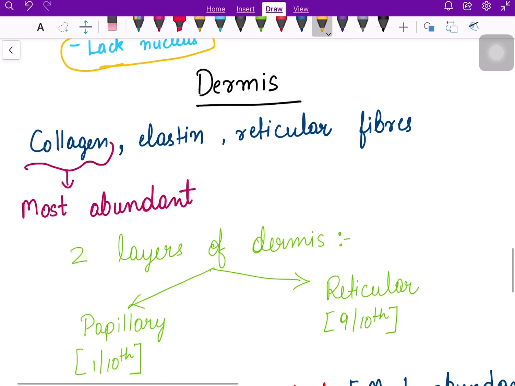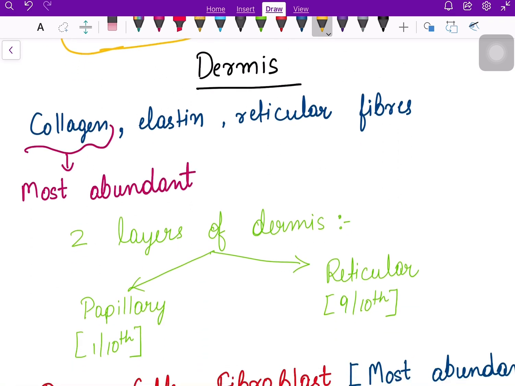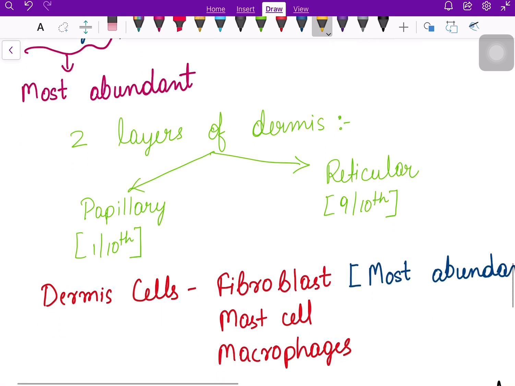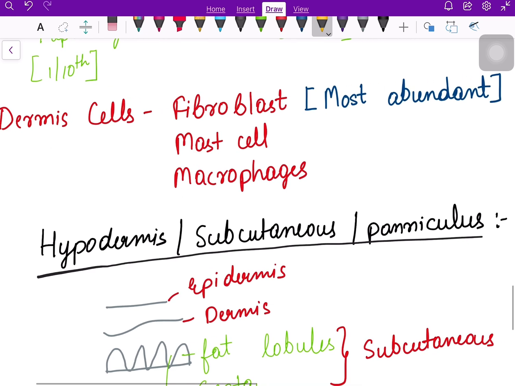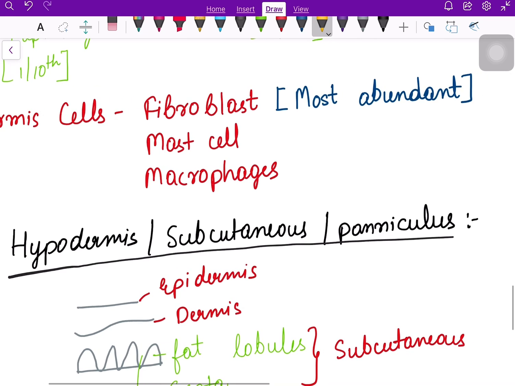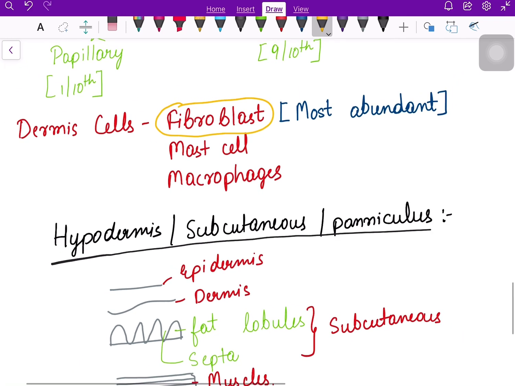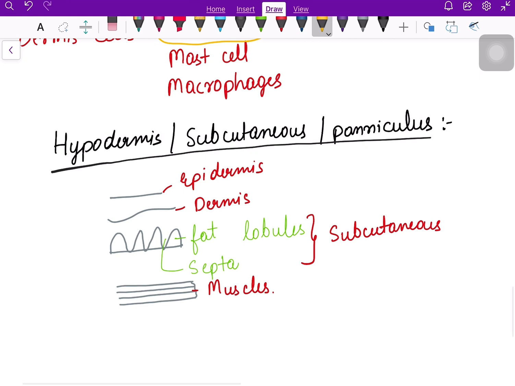Then the second layer is the dermis. It consists of collagen, elastin, and reticular fibers. Collagen is the most abundant in the dermis. There are two layers of the dermis, the papillary and the reticular. The papillary is just a small part, 1/10 of the total, and the reticular is 9/10 of the total dermis layer. The cells of the dermis are fibroblasts, mast cells, and macrophages, and the most abundant of them is the fibroblast.